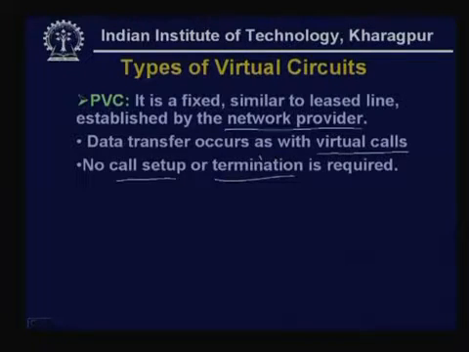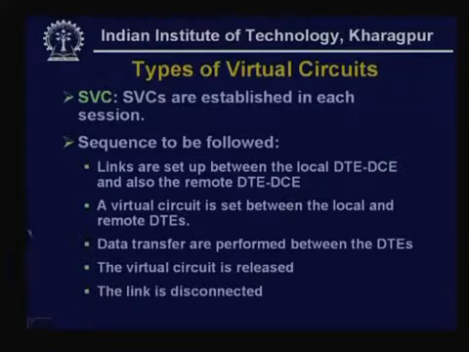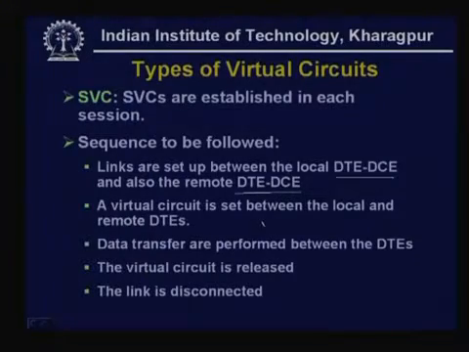However, in case of switched virtual circuits, it is necessary to have a link for each data transfer, and the sequence of events to be followed is given here. First of all, links are set up between the local DTE-DCE and the remote DTE-DCE. That means first a link is established between the DCE and DTE at the local end, and also between the remote DTE and DCE. That is the first thing that is being done. Then a virtual circuit is set between the local and remote DTEs.